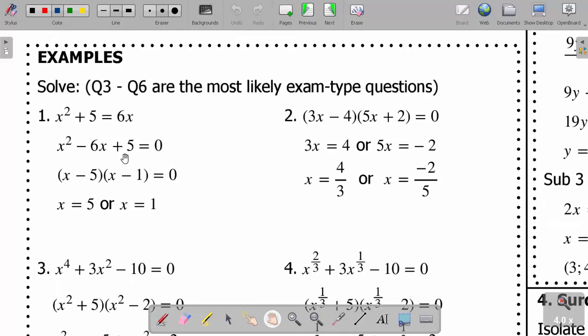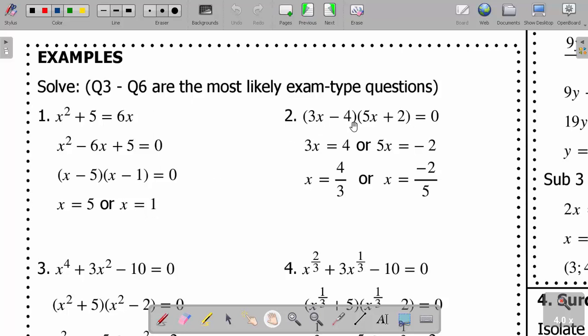Solve for x. Here we have x squared plus 5 equals 6x. Now before we proceed, this 6x must come to this side to leave a 0 on this side. You see it was positive, it becomes minus 6x. Then factorize like we did in the previous worksheet. Two numbers that multiply to get positive 5 and add to get negative 6 are negative 5 and negative 1, which gives us either x equals 5 or x equals 1. Hope we are together.